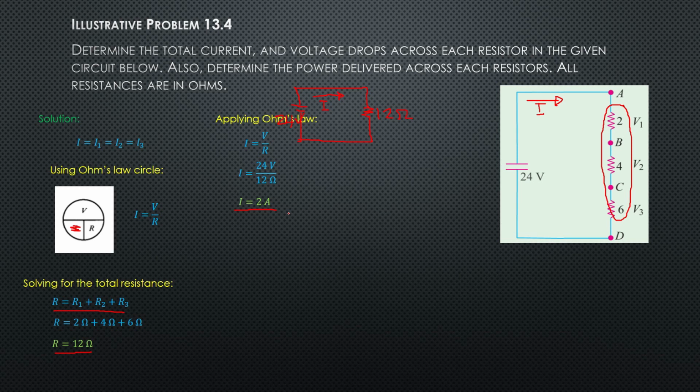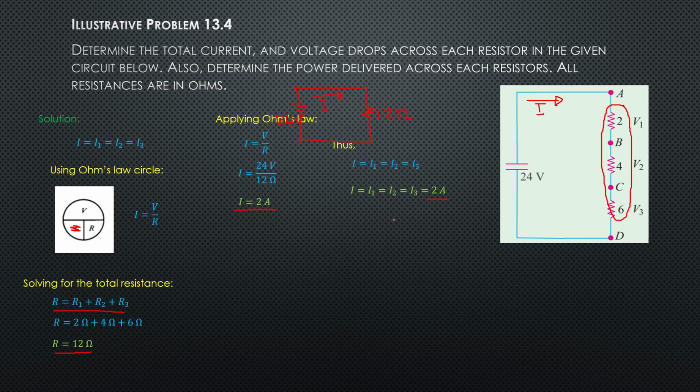These 2 amperes will flow across the 12 ohm resistor. If this 12 ohm resistor is the combined resistance of 1, 2, and 3, the 2 ampere current will flow all throughout the circuit. Thus the current across resistor 1 will be equal to the current across resistance 2 and resistance 3, and that is equal to I. So the current across each resistor is 2 amperes.